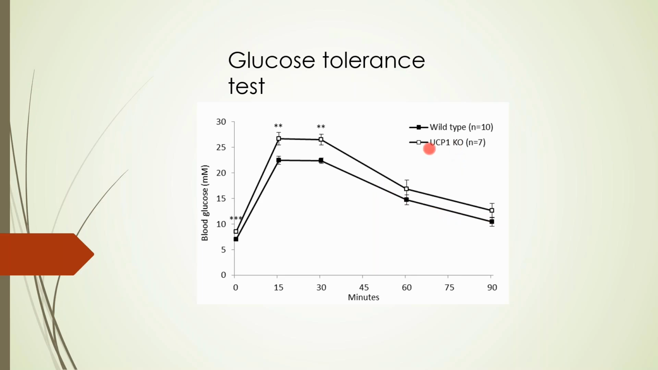However, in the knockout mice, this is hugely induced, and it takes some time for the animal to bring it down. So there's definitely a glucose intolerance in a UCP1 knockout mice. So it shows how brown fat is very important for glucose regulation in our body.